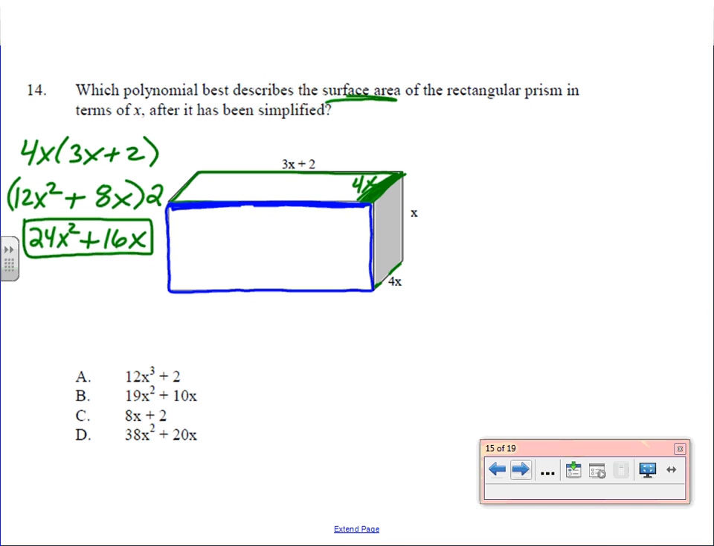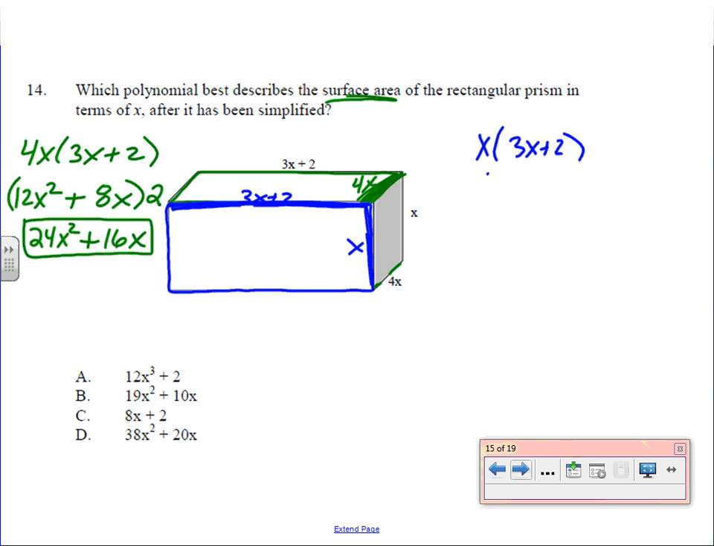3x plus 2. It's the same as the other side. 3x plus 2. What about this piece right here? How big is that piece? X. It's the same as this other piece. So what we're going to do is come over here and multiply x times 3x plus 2, the length and the width.